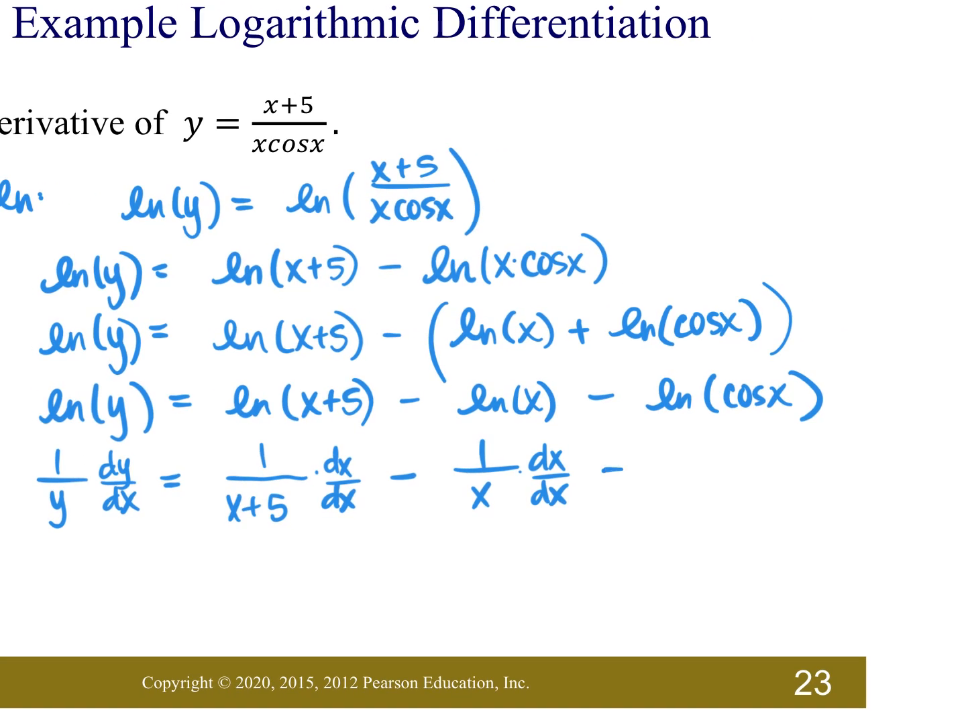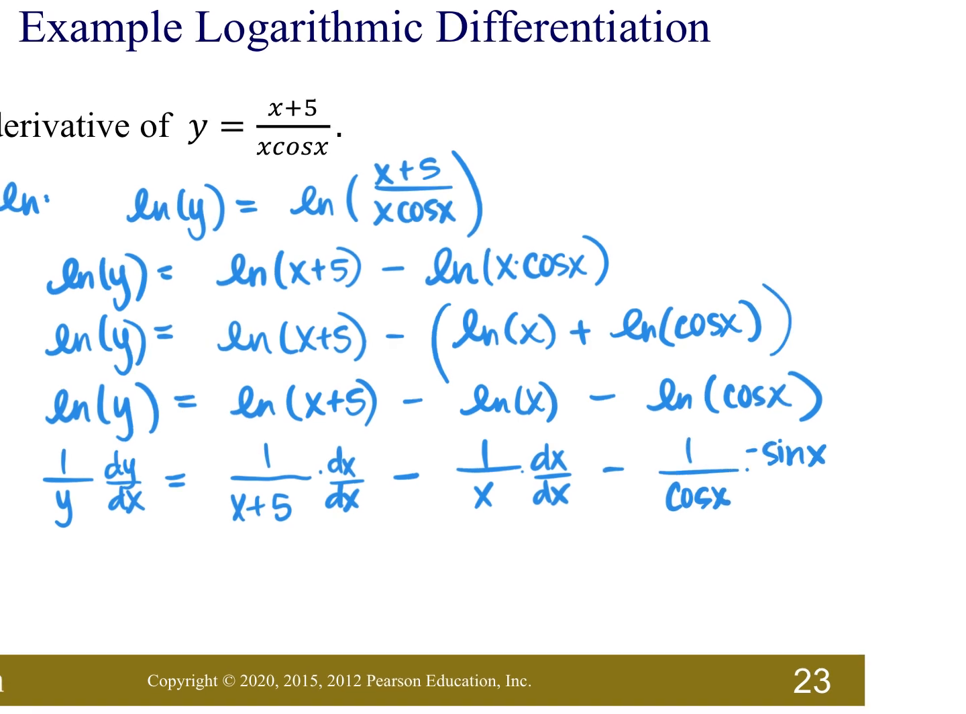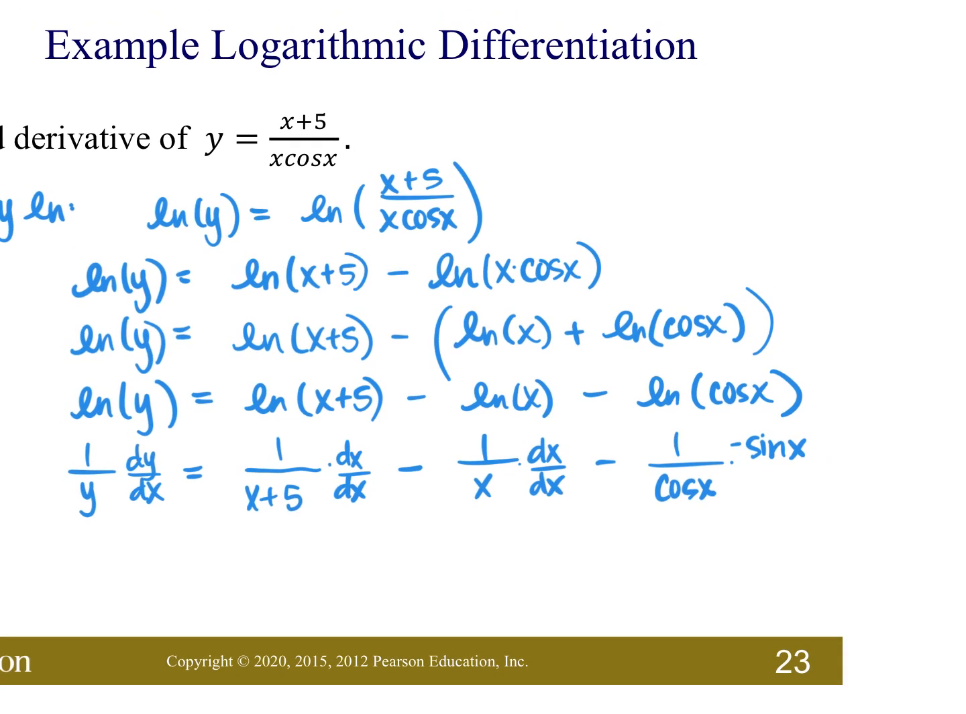And then minus 1 over cosine x times negative sine of x. So the 1's are gone, right? We'll have 1 over x plus 5 minus 1 over x. And what about the last term? It's a plus sine x over cosine x. What's sine x over cosine x? Tangent.